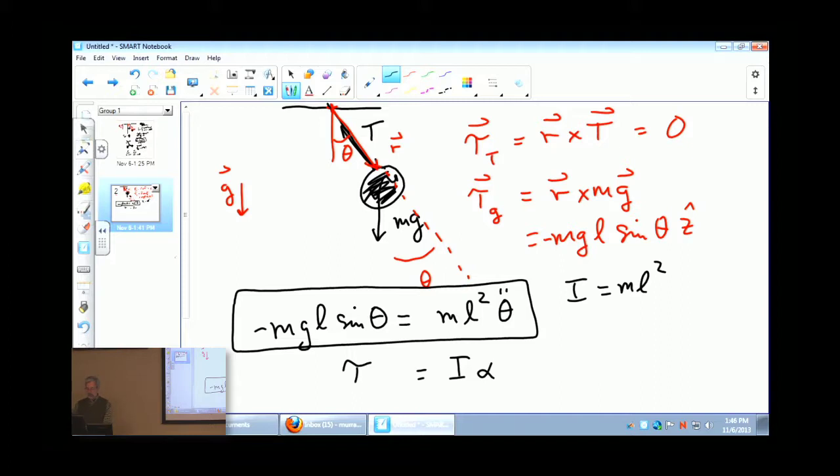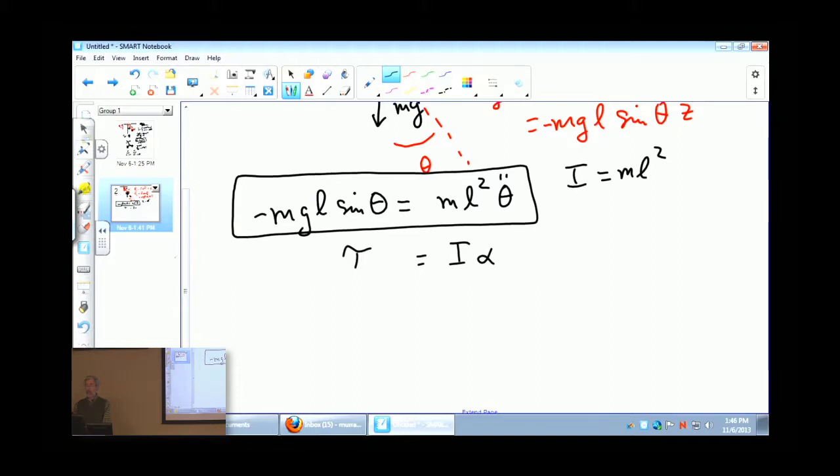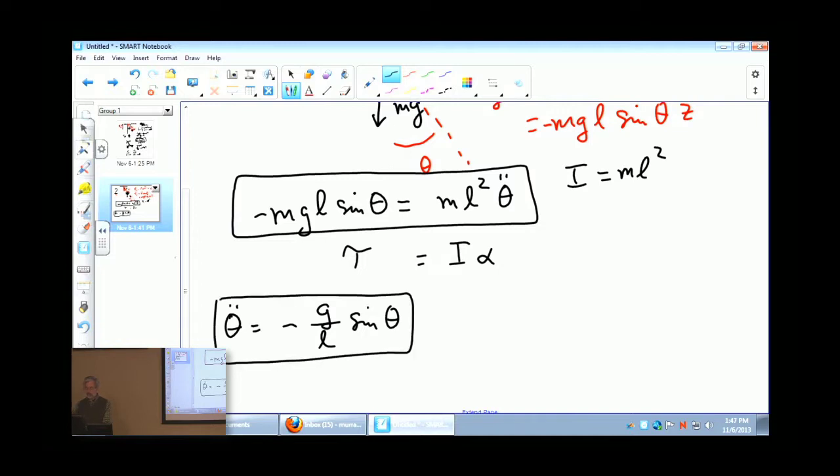Okay, so I could write it in summary form, tau equals I alpha, or in terms of the other parameters that we were given, g and L and theta. Looks like that. Okay, now I'm going to divide by the mass. I'm going to divide by a length squared. So what I'm going to get there then is negative g over L sine theta. Theta double dot equals that. That's now summarizing my equation of motion, reducing it to its simplest form.